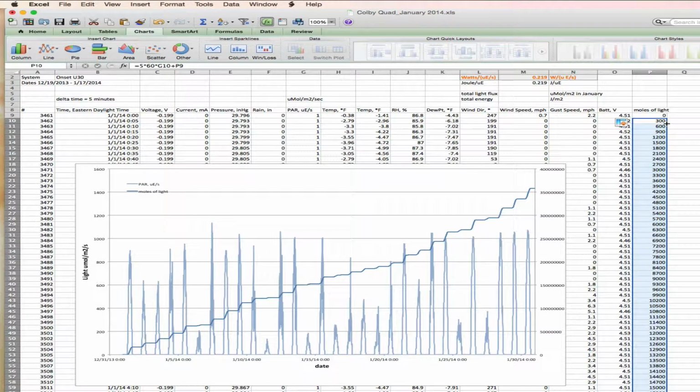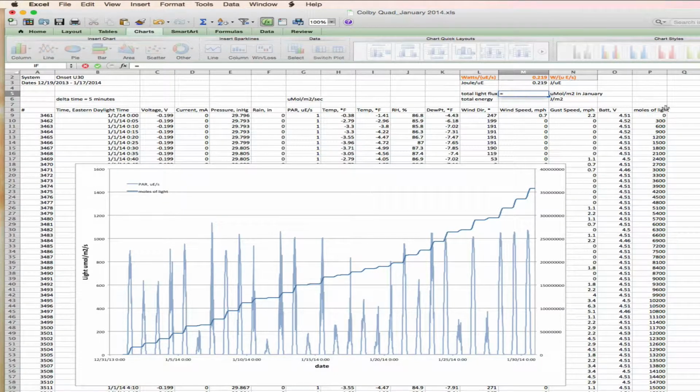I've already pre-positioned the plot, so you can see the dark blue line is the integrated light flux over the entire month of January. It starts at 0, and every time the sun comes up, it goes up, levels off, goes up, levels off, goes up, levels off, etc., all the way out to the end of the month. It turns out the total photon flux in the month of January was 3.75 times 10 to the 8 micromoles per meter squared. So let's turn that into some units that make sense.